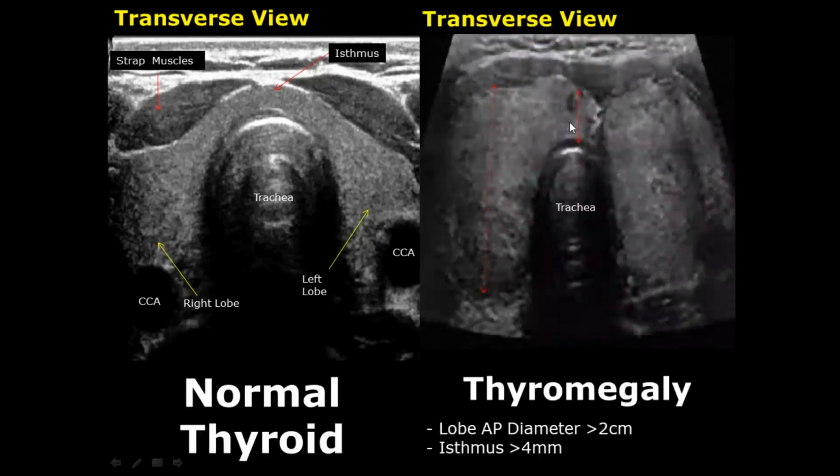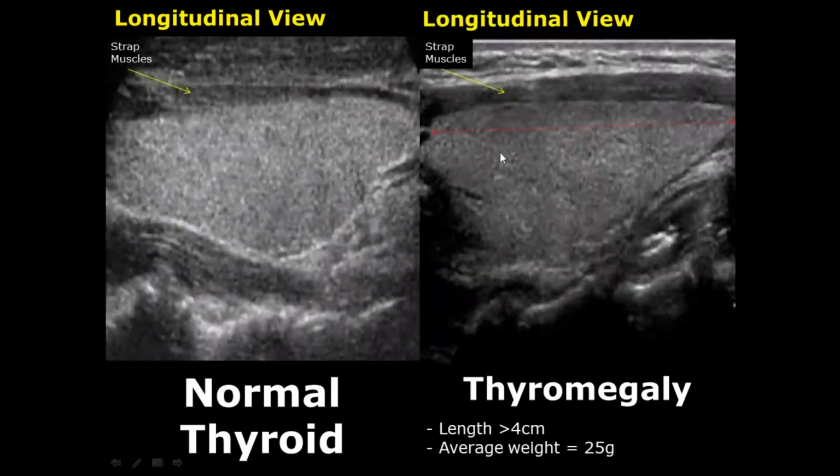We start off with thyromegaly, that is the enlargement of the thyroid gland when the AP diameter is more than 2 centimeters and the isthmus is more than 4 millimeters. This is suggestive of thyromegaly. And in the longitudinal view, we can measure the length of the thyroid gland. The normal value is around 4 centimeters, and if it is more than 4 centimeters, it can be a signal of thyromegaly. The average weight of the thyroid gland is around 25 grams.